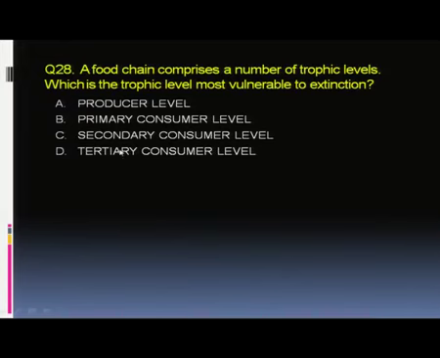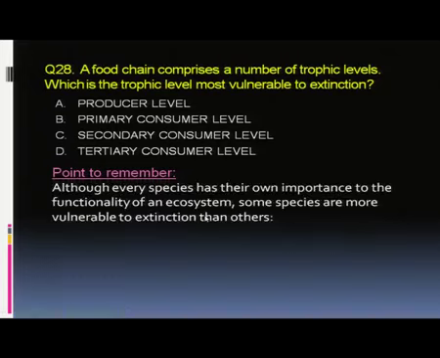The tertiary consumer level. For instance, if we see a forest, in a forest there will be only one or two tigers, and because their number is less in the forest, it will be the tertiary consumer level and it will be under the most threat of extinction. So, we need to remember here that although every species has its own importance to the functionality of an ecosystem, some species are more vulnerable to extinction than others.